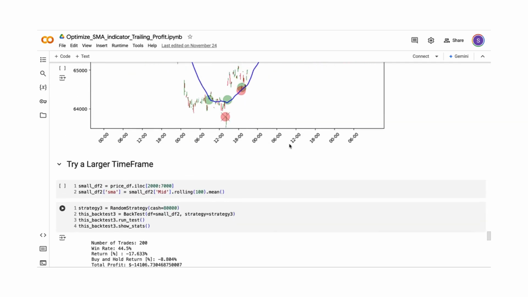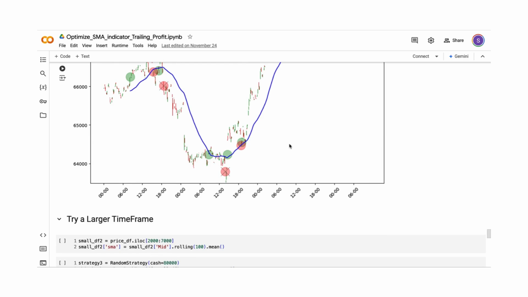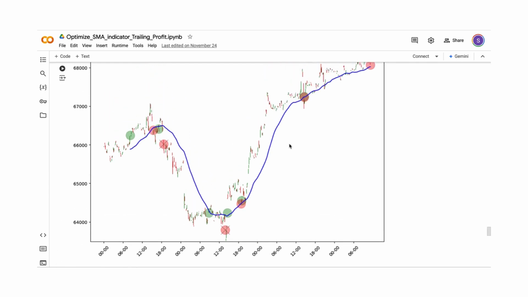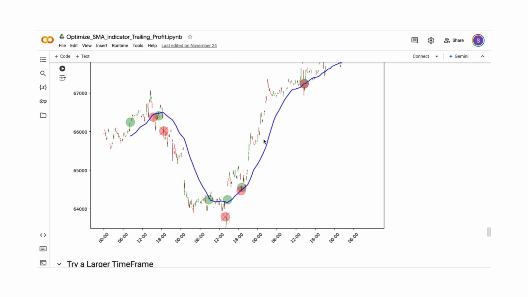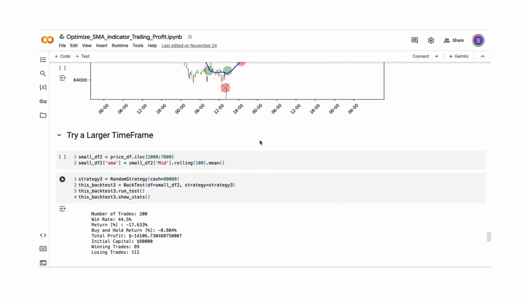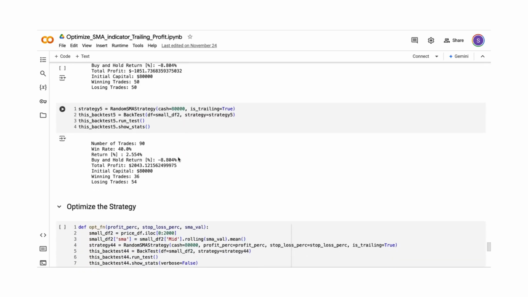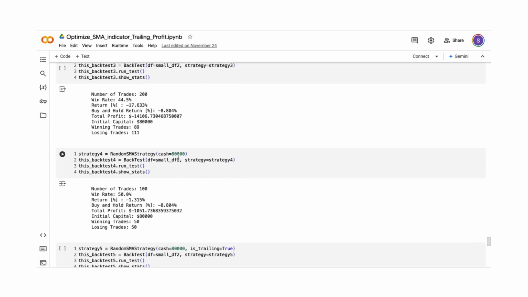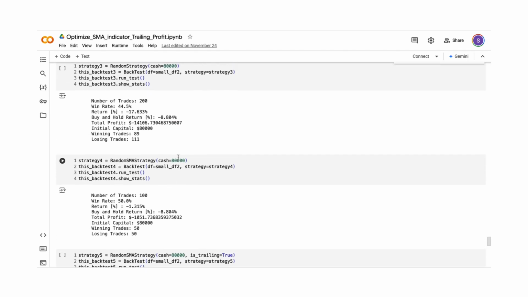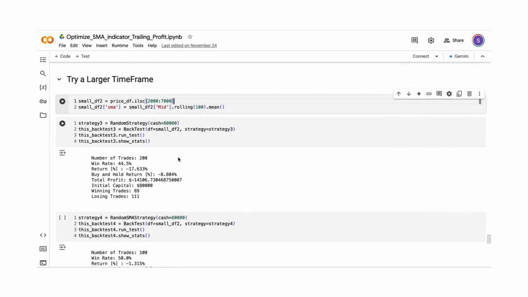But this is a very small amount of data and it's really hard to make any statistically significant guesses about how the strategy is doing based on it. It's good for visualization, but in order to make inferences, we're going to use a larger time frame. So we use about 5,000 data points here. And what we are going to do now is take our trailing strategy and first show what happens.